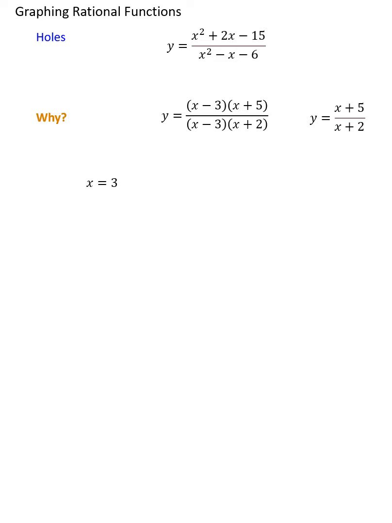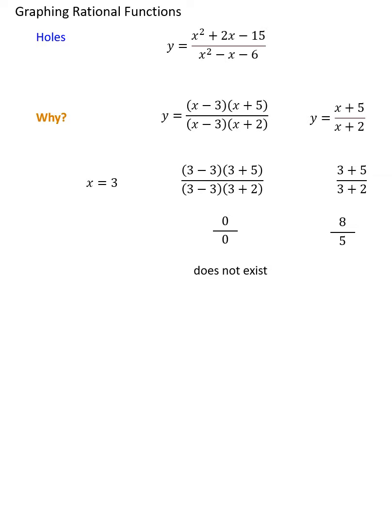Are these functions really the same? Well, to answer that, let's plug in x equals 3 to both functions. Something interesting happens when you plug in 3 to both functions. You get a different answer. For the reduced function, you get 8/5. But for the original function, and that's the one I'm actually trying to graph, you get 0 divided by 0. By the way, 0 divided by 0 is not 0. It doesn't exist. And so our original function doesn't exist when x is 3, but the reduced function does exist when x is 3.